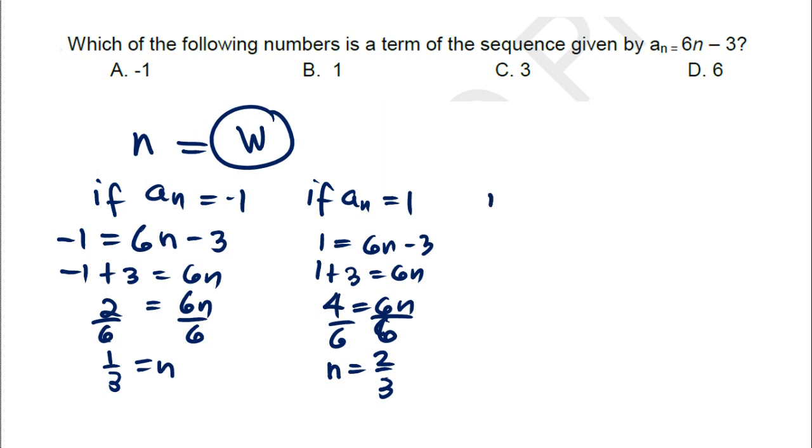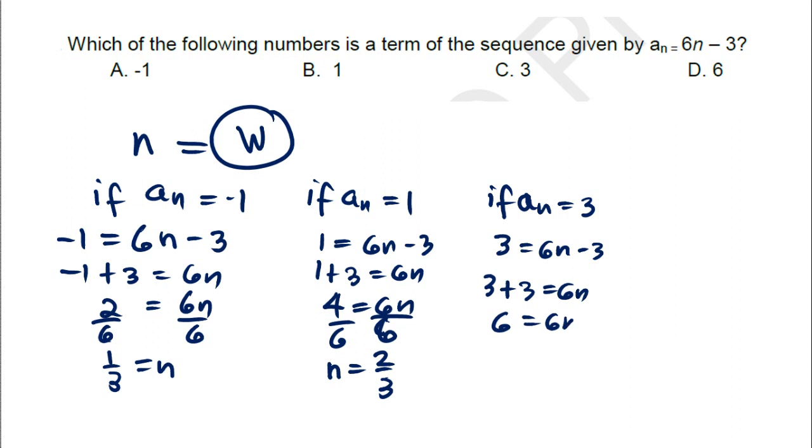So let's try another. If a sub n is equal to 3, we get 3 equals 6n minus 3. Transpose -3 to the left side. So 3 plus 3 equals 6n. 6 equals 6n. Divide both sides by 6. So we got n is equal to 1. So this is a whole number, meaning to say that 3 is a term of the sequence.